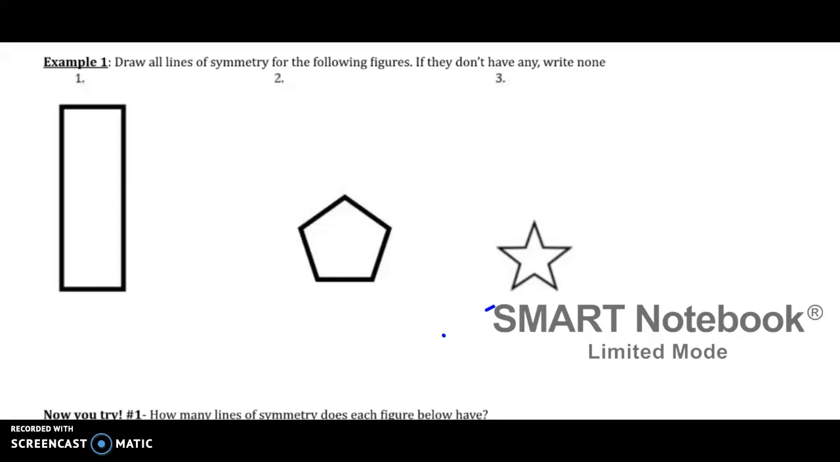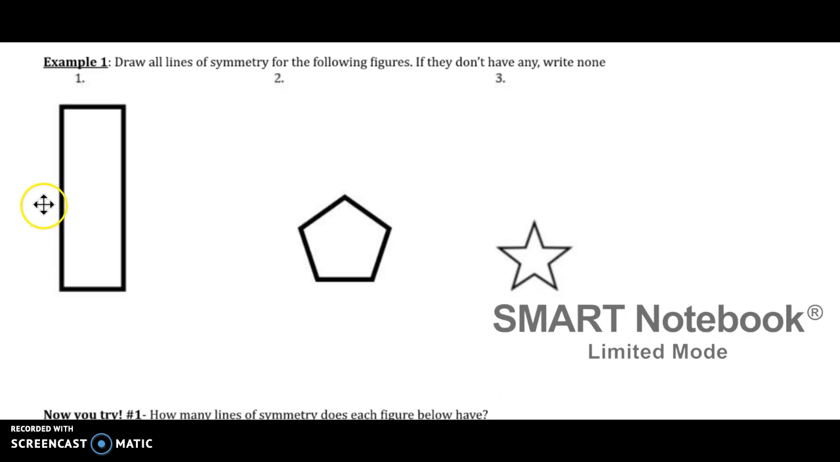Unit 3, Lesson 9, Example number 1. So we're being asked to draw all lines of symmetry for the following figures. So it's important to note whether the figures are regular or not. Okay, so figure number 1, this is a rectangle, which is not a regular figure.